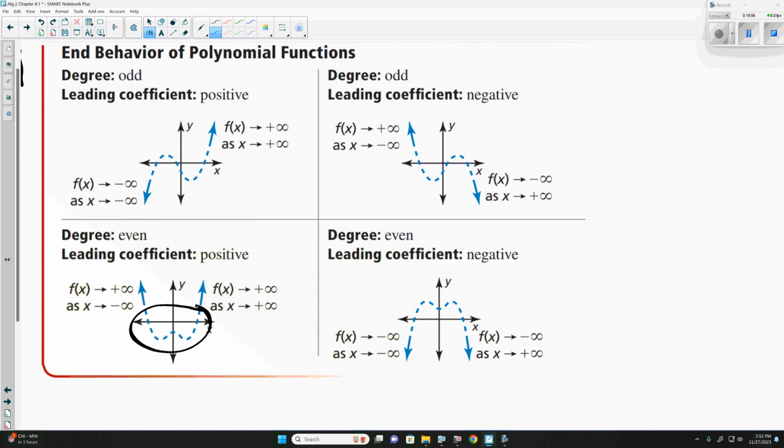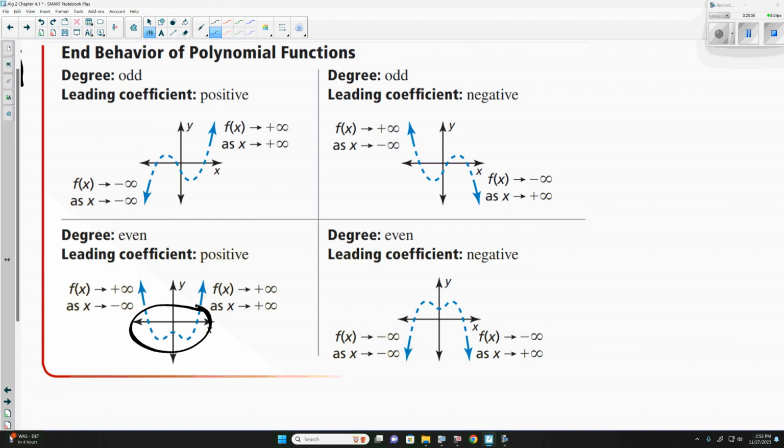And if the degree is even, and the leading coefficient is positive, f of x is going to approach positive infinity as x approaches positive infinity. And f of x is going to approach positive infinity as x approaches negative infinity. So x approaches positive infinity, negative infinity. As we plug in bigger values of x or smaller values of x, the y values will eventually go up.